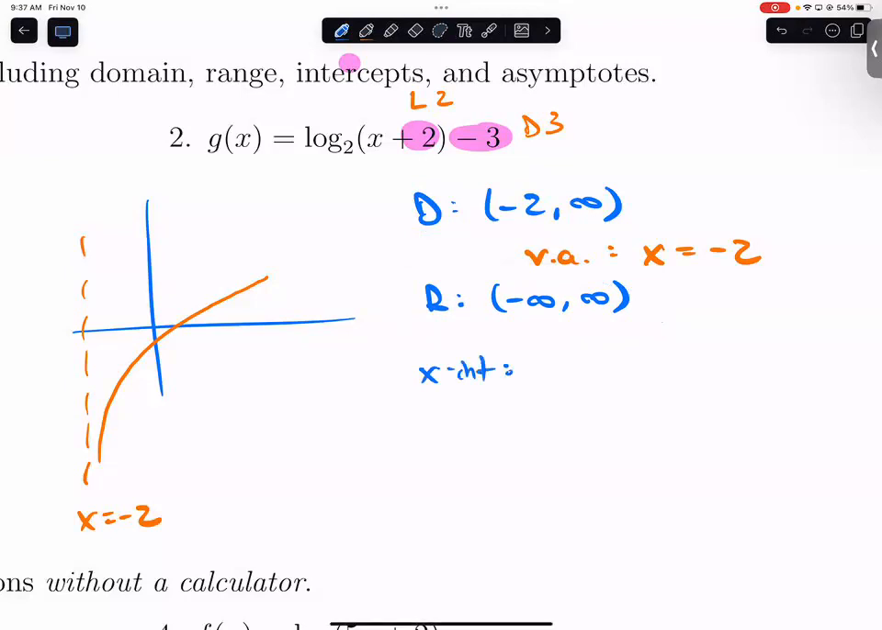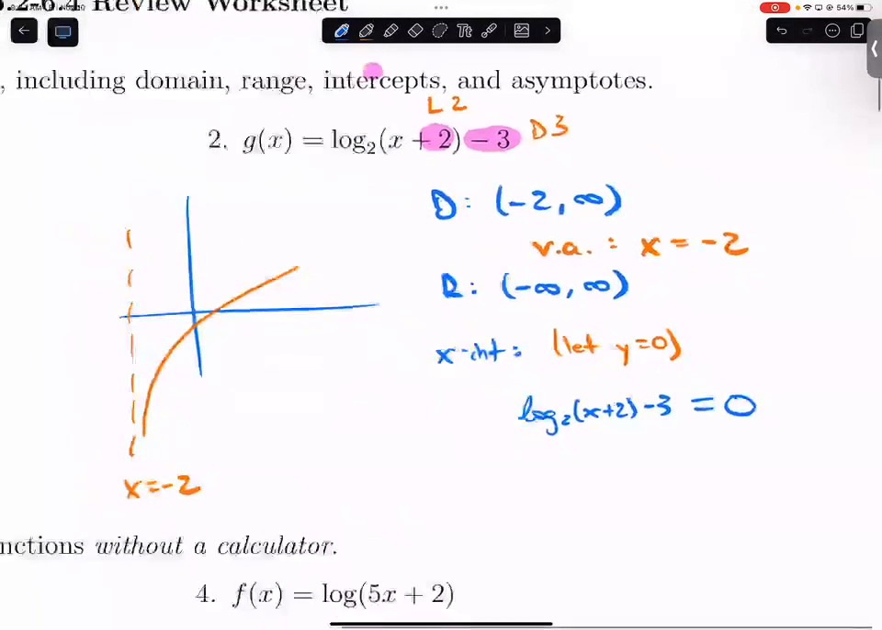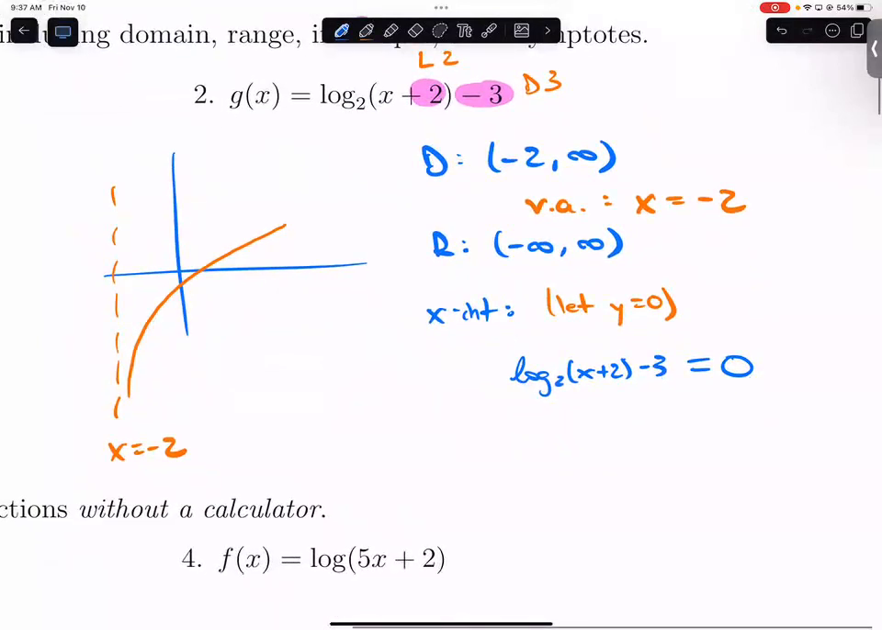To get an x-intercept, not just here, but always, you let y be 0. So if I let y be 0, that means I'm looking at the log base 2 of x plus 2 minus 3 equals 0 and solving that. What should we do to solve that? Add 3 over. Okay, so add 3 over. And then what?